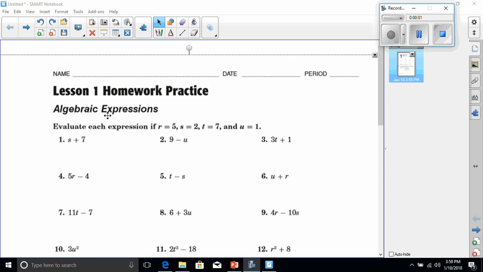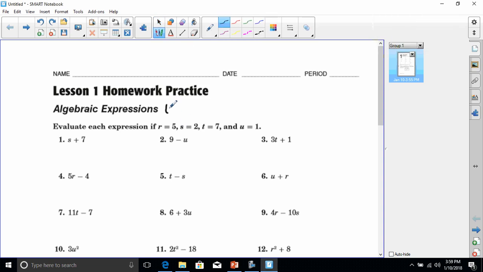Go ahead and work on the algebraic expressions number 2 worksheet. I'm going to label it number 2. And we're going to go ahead and take off doing all of the odd numbers again, and I'll let you work on the even numbers. It says to evaluate each expression if R is 5, S is 2, T is 7, and U is 1. So let's keep those letters in mind.